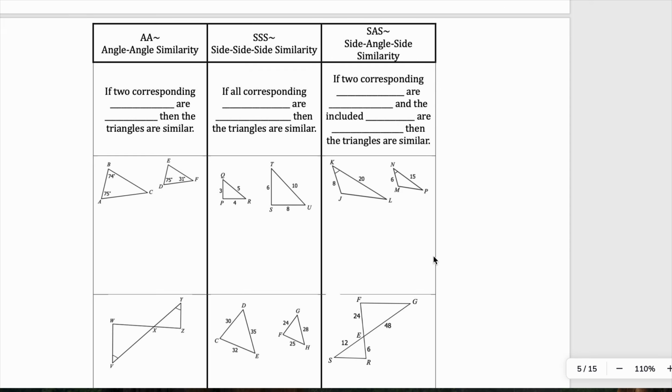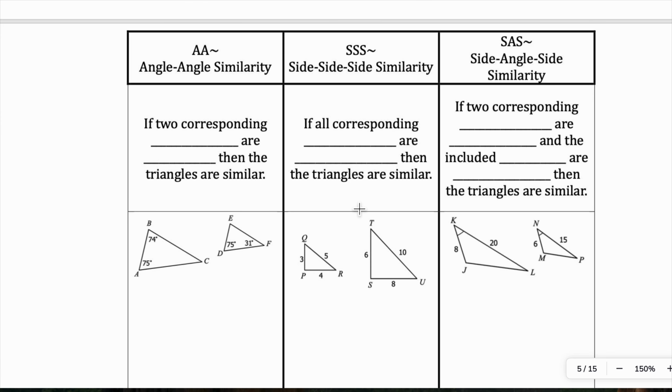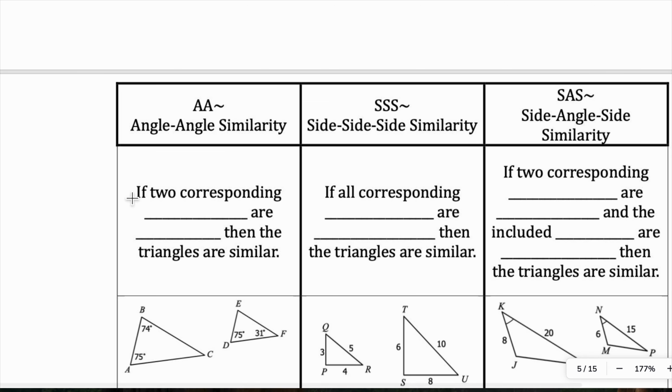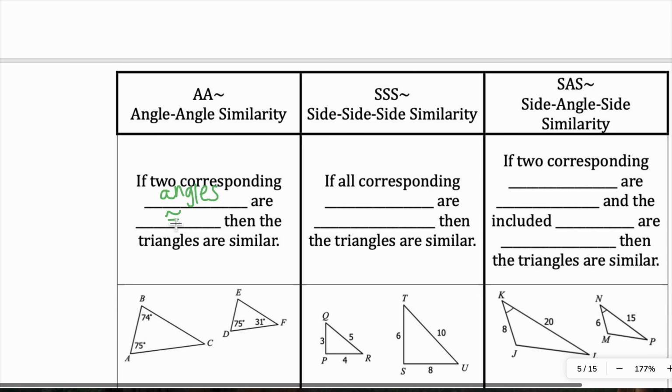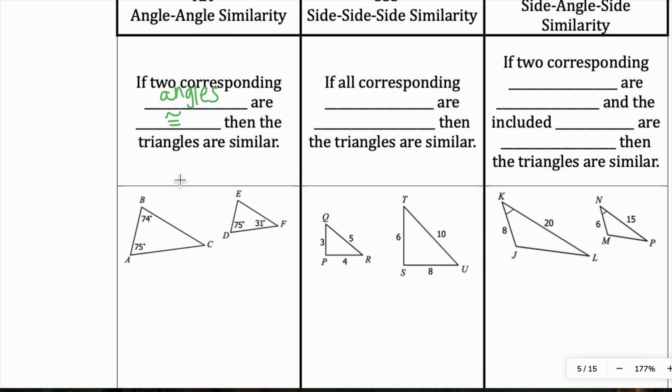So angle, angle similarity just states, I'm going to zoom in here so we can focus on that one thing at a time. If two corresponding angles are congruent, then the triangles are similar. So in this first case, we don't see two matching angles, but we can clearly find a good solution for this.